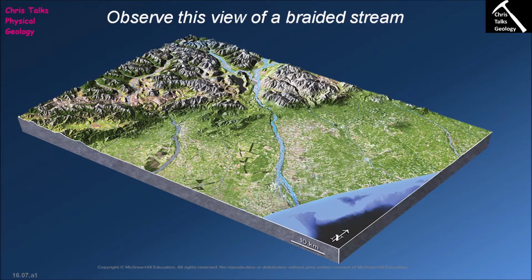So in this video we're going to think about what features characterize braided river systems, and this is going to correspond to section 16.7 of your textbook.